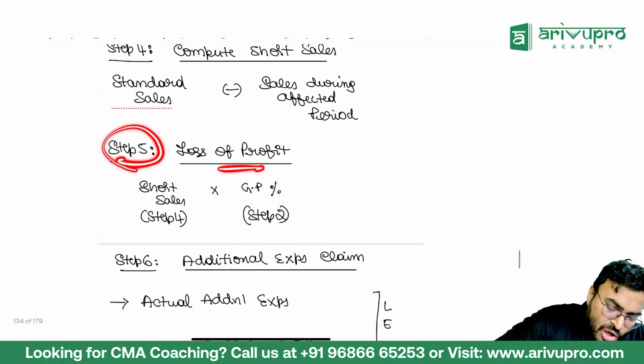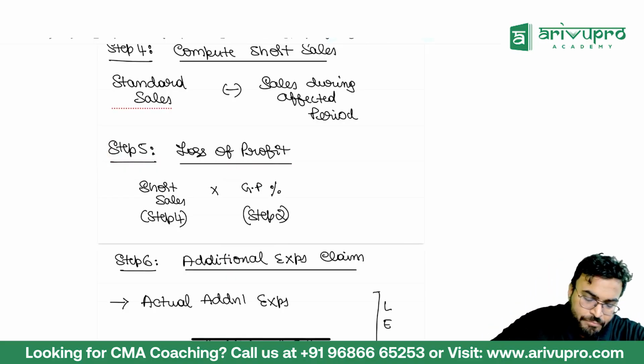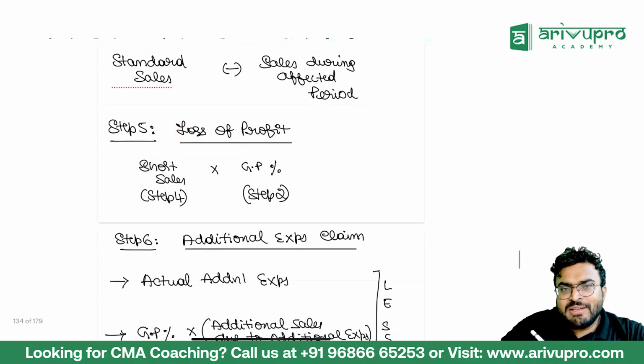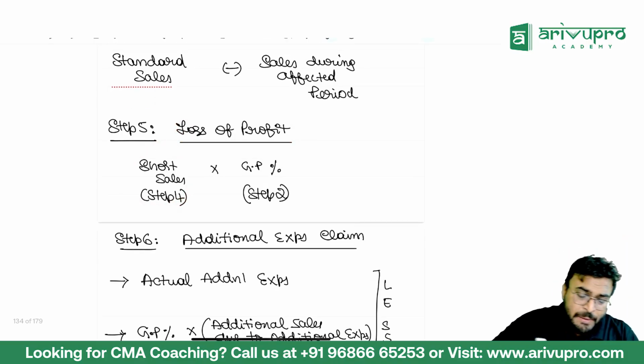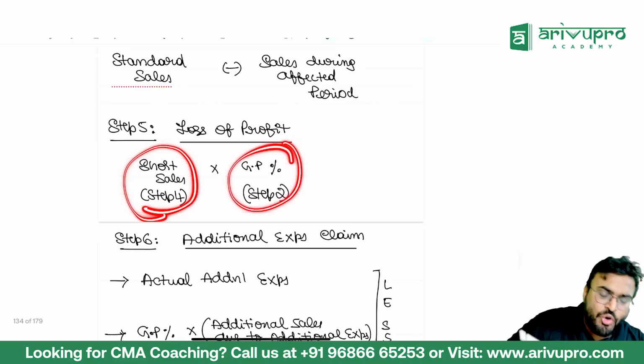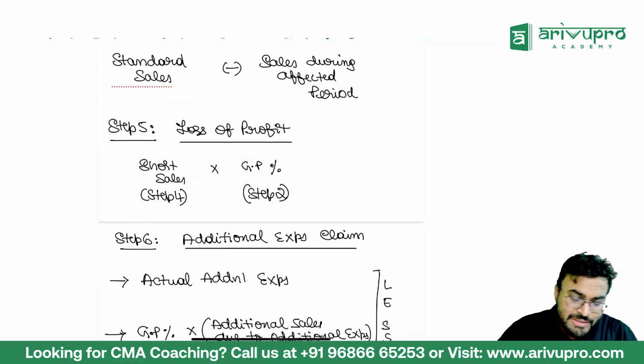Step 5, loss of profit. Loss of profit is short sales, whatever shortage you have just computed, into gross profit percentage. Short sales into gross profit percentage will give you the loss of profit.